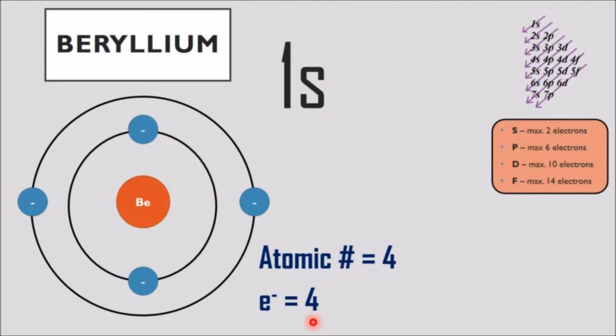Now we have a total of 4 electrons in beryllium, but the s orbital could only hold 2 electrons at a maximum. So instead of putting 4 here, we're just going to put 2. So it means that we already identified the location of 2 electrons of beryllium. But the total number of electrons beryllium has is 4. So there are still 2 unknown electrons.